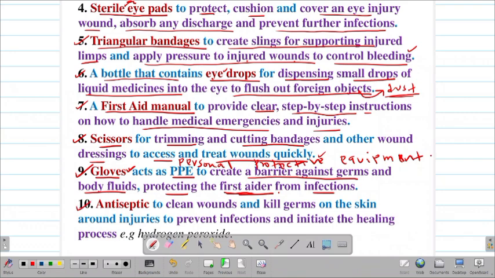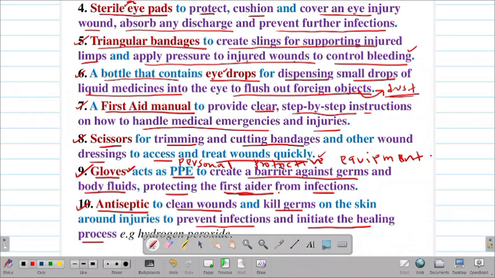Then the last component of our first aid kit is what we call an antiseptic. Now, an antiseptic is simply a substance applied to living tissues such as the skin or wound to kill or inhibit the growth of living microorganisms causing infections such as bacteria, virus, and fungi, of course, to prevent infection. So the function of an antiseptic is to clean wounds and kill the germs on the skin around the injuries, that is, to prevent infections and initiate the healing process. Of course, once you prevent infections, you are able to initiate the healing process.